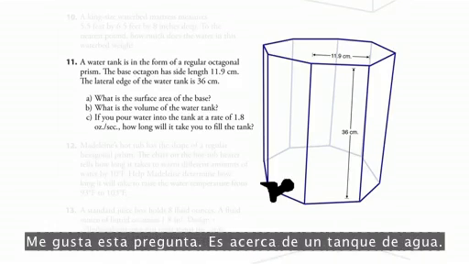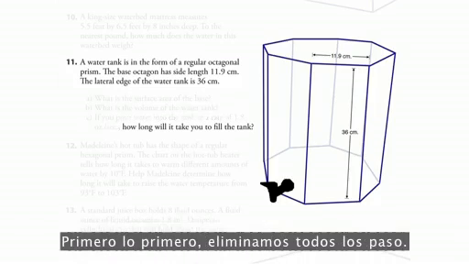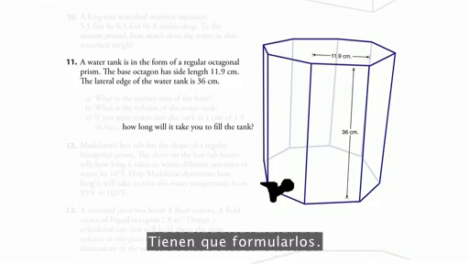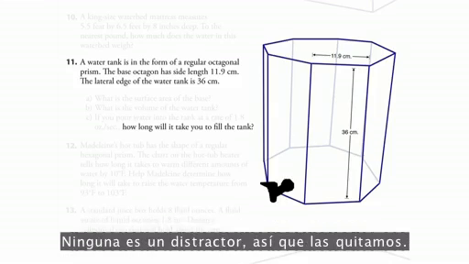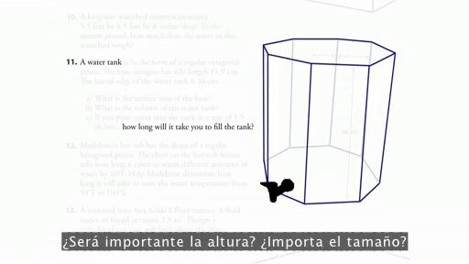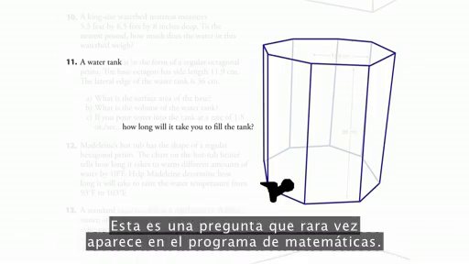I like this question. It's about a water tank. The question is, how long will it take you to fill it up, okay? First things first, we eliminate all the sub-steps. Students have to develop those. They have to formulate those. And then notice that all the information written on there is stuff you'll need. None of it's a distractor, so we lose that. Students need to decide, all right, well, does the height matter? Does the side length matter? Does the color of the valve matter? What matters here? It's such an underrepresented question in math curriculum.